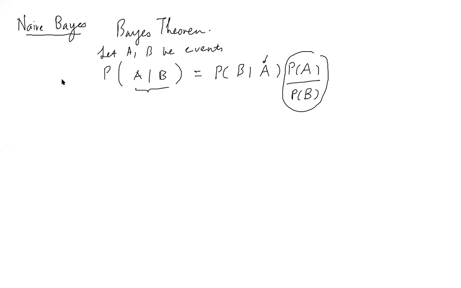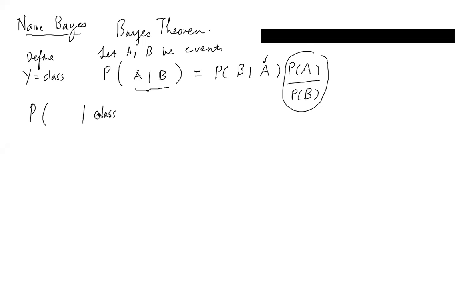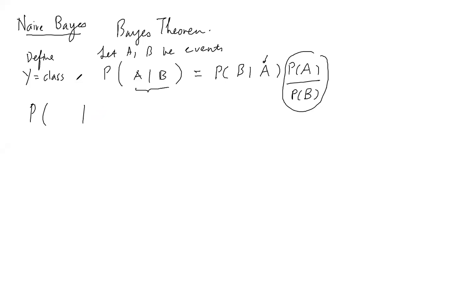Okay, so this is essentially your Bayes theorem, and of course this is a very elementary form, right? Generally, when you deal with data, you may come across something like this. For example, the probability of some class. So your B may be a class. Let's define y equals the class, which is plus one or minus one in the binary case.